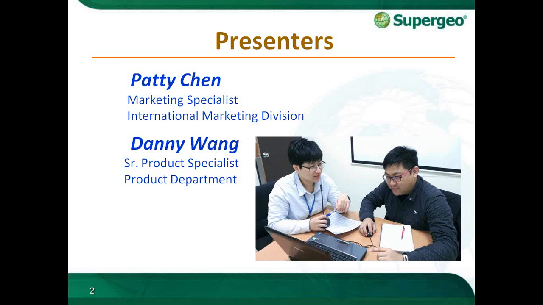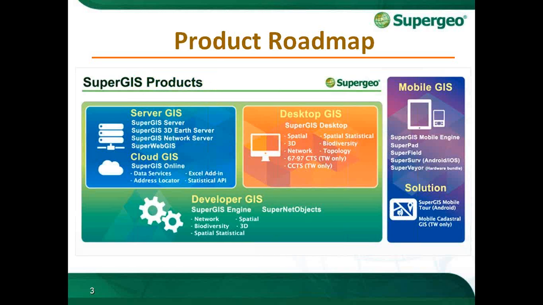So, Supergeo is the global leading GIS software based in Taiwan. And let's take a quick view of SuperGIS product roadmap. Here we have SuperGIS Desktop GIS, Mobile GIS, and also for those who have the ability to develop their own working environment, we also have a developer GIS for you. And today we will mainly focus on Desktop GIS.